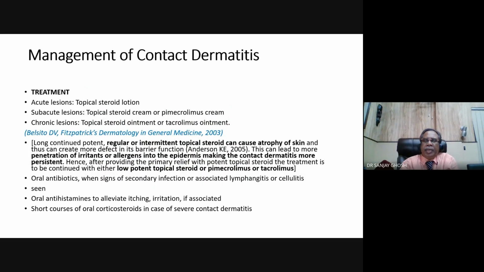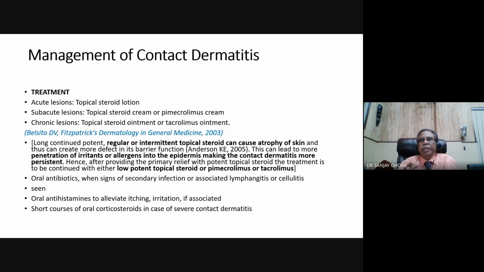Now management, like any eczema: acute, you have to do topical lotion; subacute, you have to give cream, steroid or pimecrolimus; and chronic, you can give steroid ointment or tacrolimus. But long continuous steroids, especially in hand dermatitis, could be detrimental. Why? Long continuous use ultimately causes damage of the barrier function. Damaged barrier function invites more allergen and more irritant into the skin. In this way, you are causing a vicious cycle and the ailment becomes prolonged.